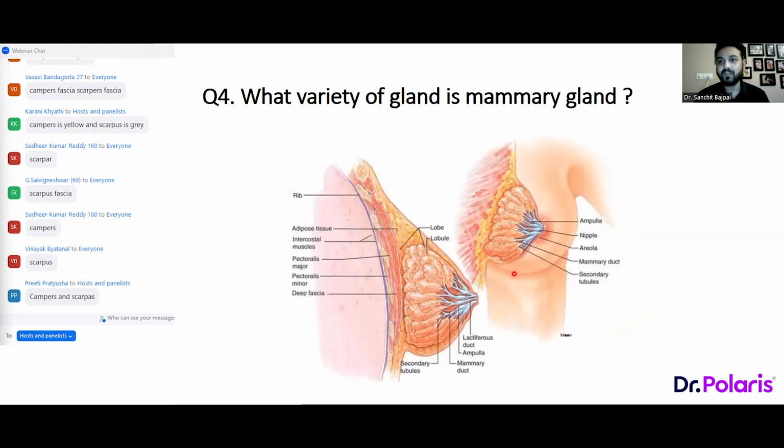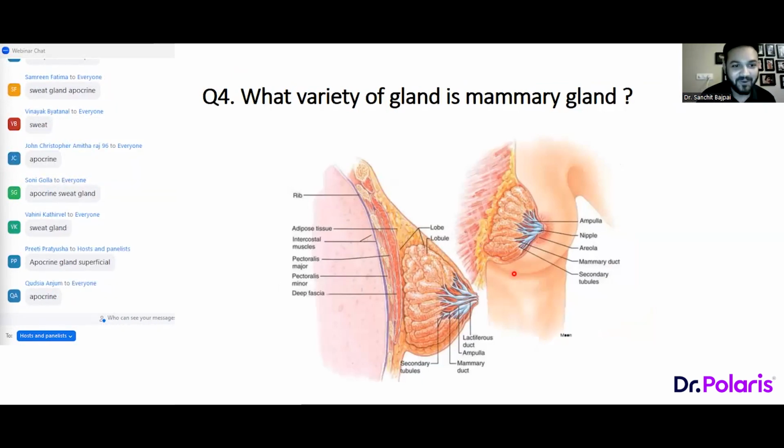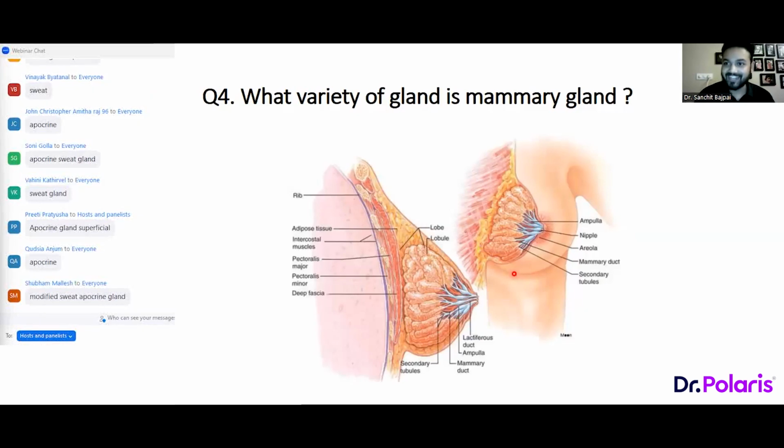Right. So I told you when I was reading superficial fascia, I said I'll come back to this because this is one of the most important ones. Yes, sweat. Okay, we have Vinayak saying sweat gland. John saying apocrine. Sony, apocrine. Vahini. There are so many people who have actually answered it right, if I'm not wrong. Everyone is right because it's very difficult to pick out the right one out of all. So that's good actually. I'm very, very happy that all are right. If one is wrong, I'm sad, but all are right. That is the best signal for me.